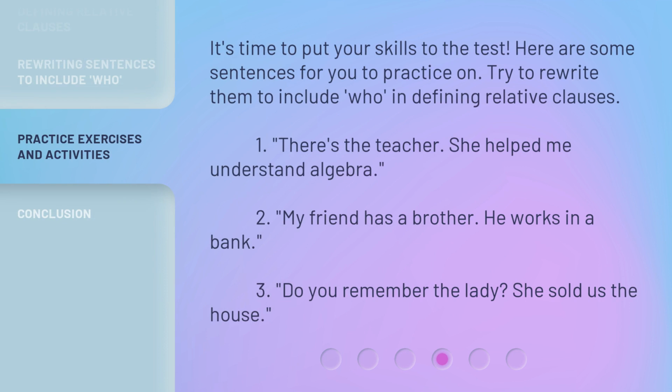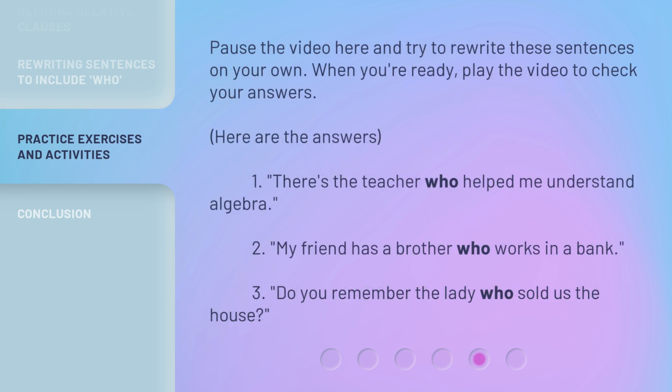It's time to put your skills to the test. Here are some sentences for you to practice on. Try to rewrite them to include who in defining relative clauses. 1. There's the teacher. She helped me understand algebra. 2. My friend has a brother. He works in a bank. 3. Do you remember the lady? She sold us the house. Pause the video here and try to rewrite these sentences on your own. When you're ready, play the video to check your answers.